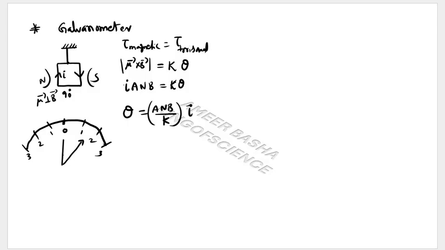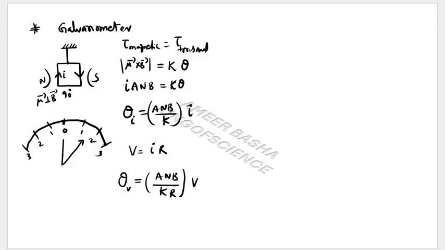So current is here. If I want the potential difference V, I can write it as I multiplied by resistance. That means in place of I, I can write V by R. So the theta which is related to the potential difference comes out to be A N B, with I replaced by V by R, so K multiplied by R. R is the resistance of the loop and V is the voltage.